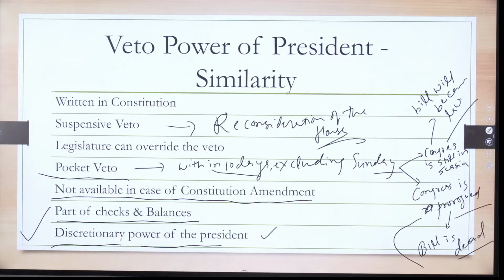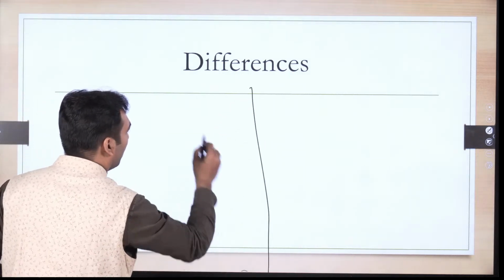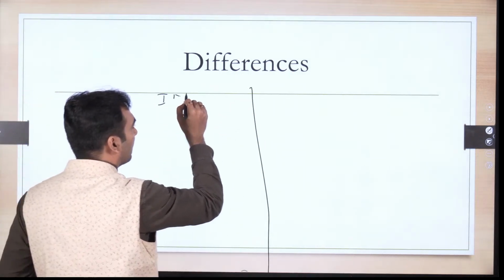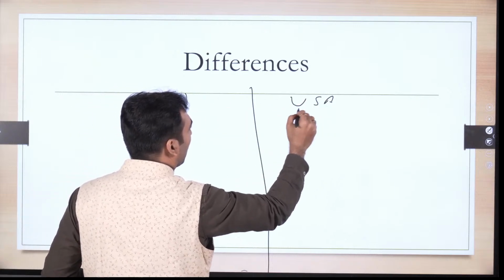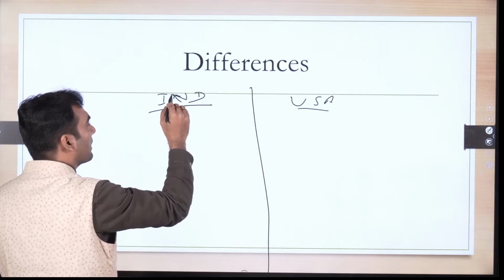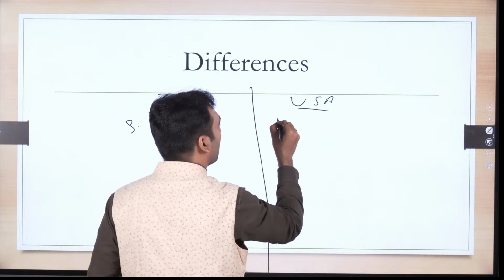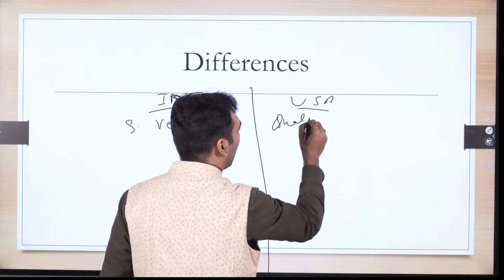Now let's discuss the differences between these two countries. The first difference is that in case of India, we have only suspensive veto, whereas in USA, they have qualified veto.